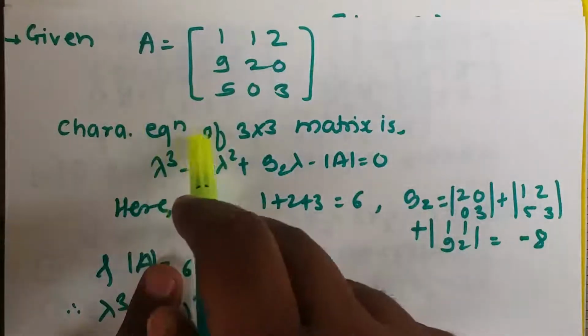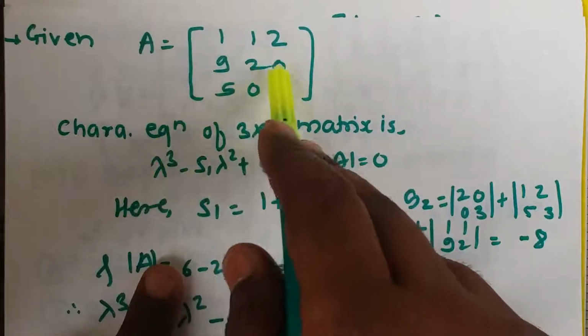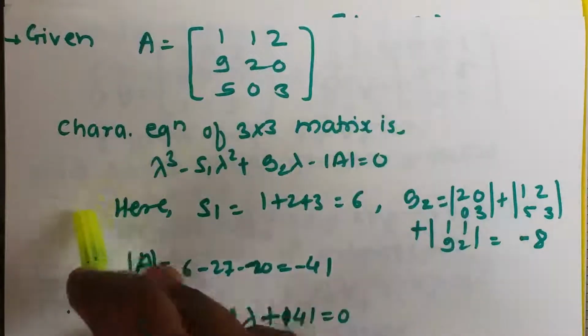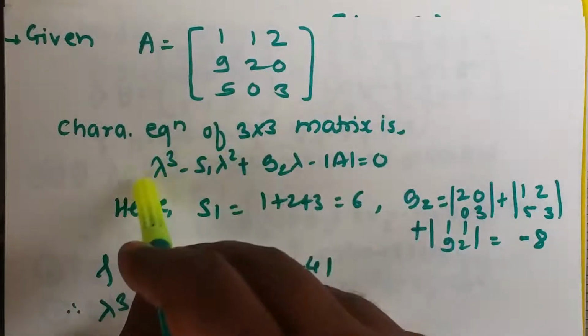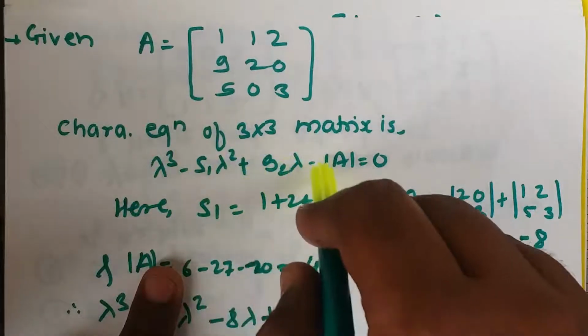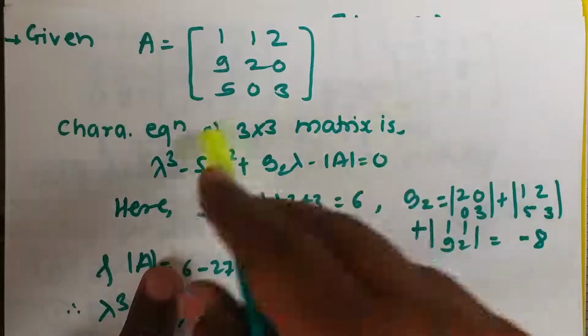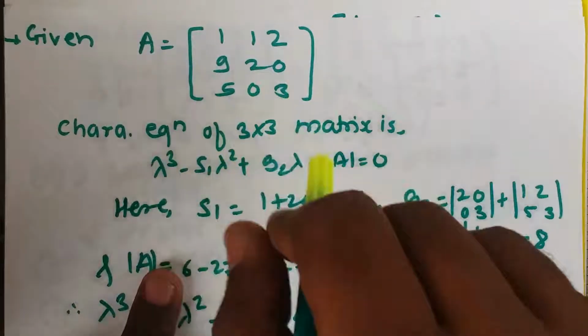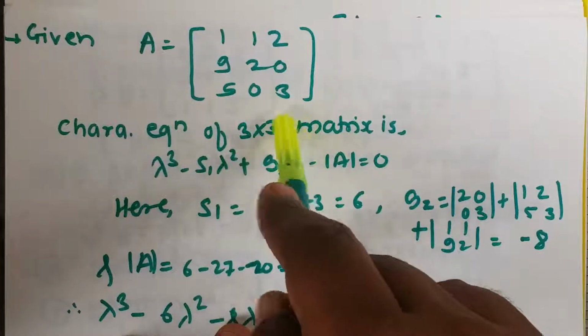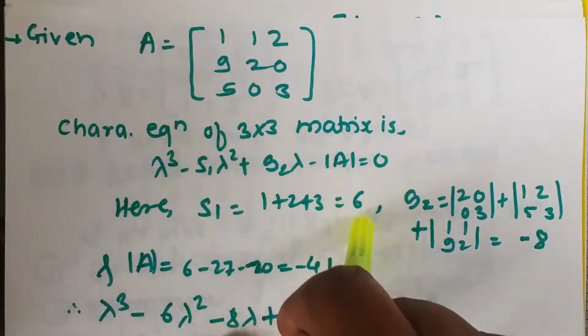Here the given matrix is of 3 by 3 order, hence we have a shortcut method to calculate the characteristic equation. That is this formula: lambda cube minus s1 lambda square plus s2 lambda minus determinant of A equal to 0. This is the characteristic equation formula for any 3 by 3 matrix, where s1 is the trace of that matrix, that is the sum of the diagonal entries, which I have calculated as 6.